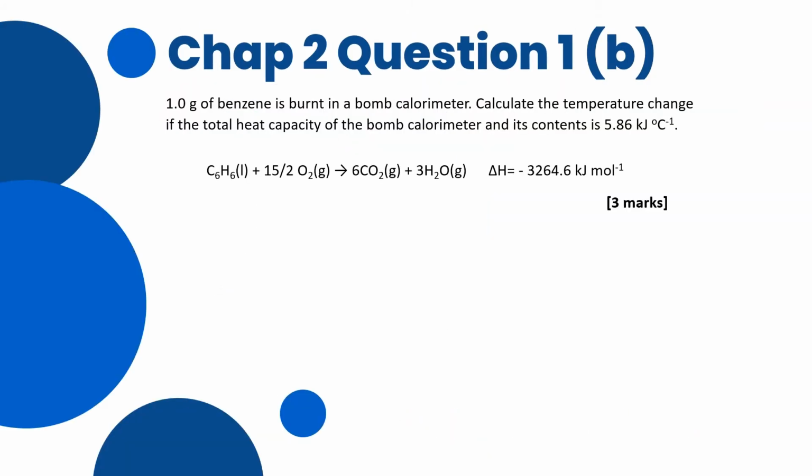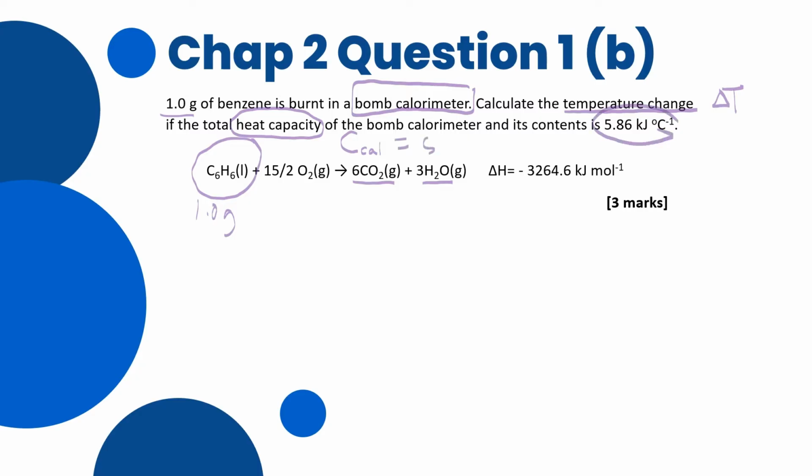Now for question 1b, it is about a bomb calorimeter. So we have benzene, C6H6, 1 gram of benzene, burned in excess oxygen to produce carbon dioxide and water. The question asks us to find the temperature change, delta T, and it is given the heat capacity. Heat capacity is capital C for a calorimeter, which is equal to 5.86 kilojoule per degree Celsius.